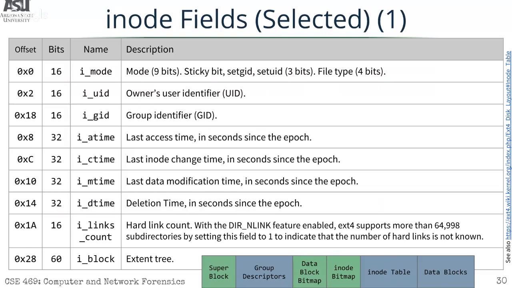That's what those mean. We also have a deletion time in seconds since the epoch, and hard link count. Every time we've talked about hard links and there being some reference counter, that's the field in the inode I'm referring to. So you create a new hard link, that goes up. So here's an important detail about that.